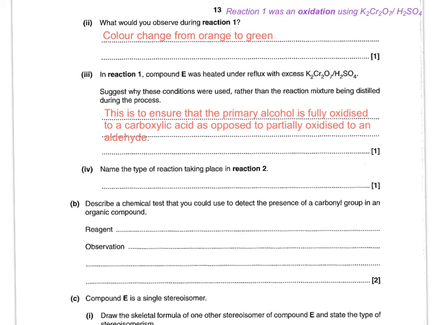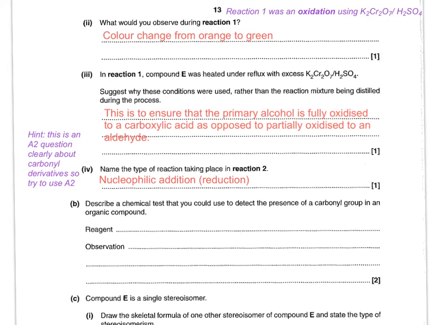So the type of reaction taking place in reaction 2. Now we said it was a reduction, but they probably want to know the mechanism. I know they haven't said the word mechanism, but try and give as much detail as you can here, even though it's only 1 mark. So I've put a little exam question technique hint at the left there.